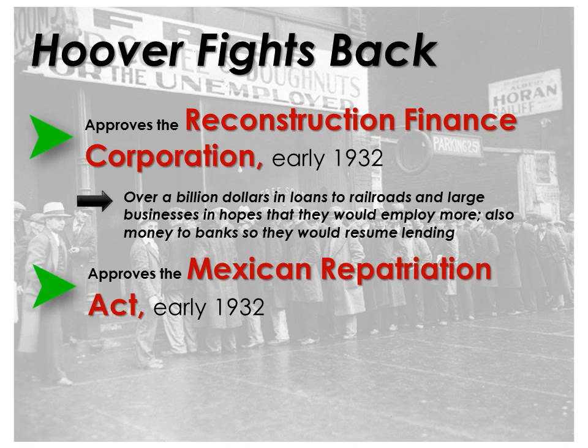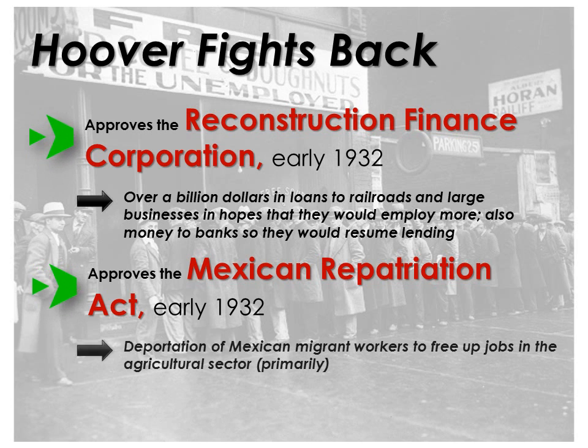The second of Herbert Hoover's measures is called the Mexican Repatriation Act, which Congress proposes and he signs in early 1932. Now, this is a little bit less memorable for us and a little bit more controversial, especially from our point in time. But what it means is the forced deportation of the Mexican migrant workers in order to free up jobs, primarily in the agricultural sector. And this does result in a lot of people getting moved back to Mexico.